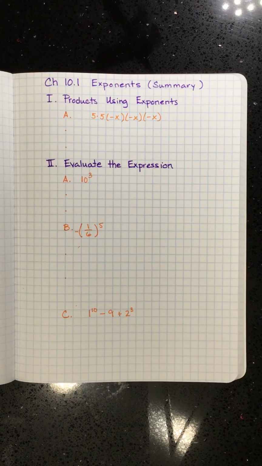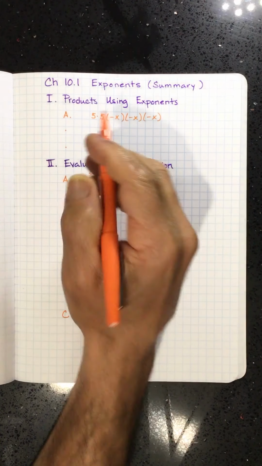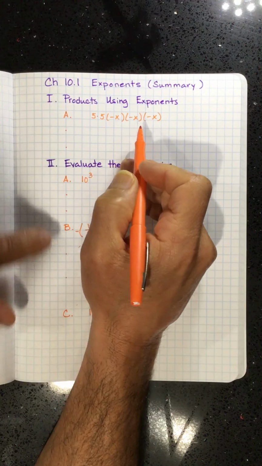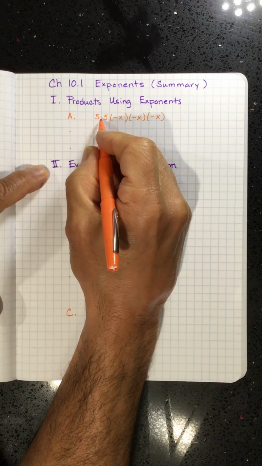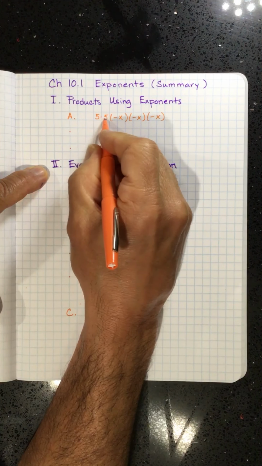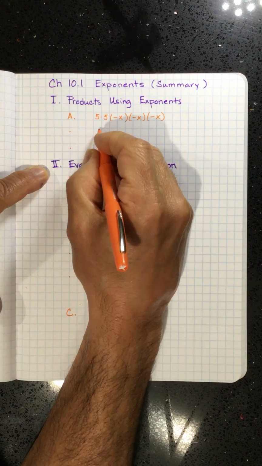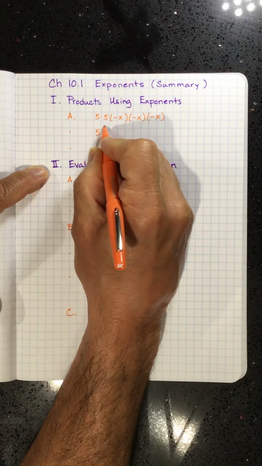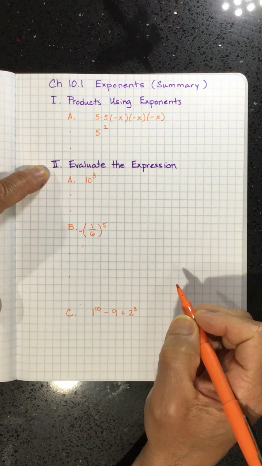Hello Math 8. This is going to be a summary to Chapter 10, Section 1 about exponents. The first thing we talked about was writing products using exponents. All we have to do is pay attention to, okay, here's the base, 5, right? 5 times 5. So we write 5. How many are there? There are 2 of them, so that's 5 squared.